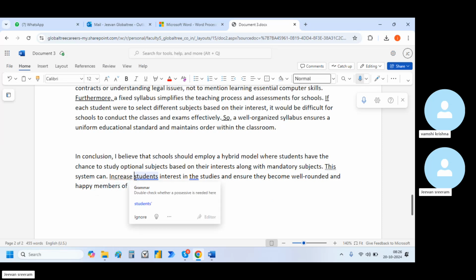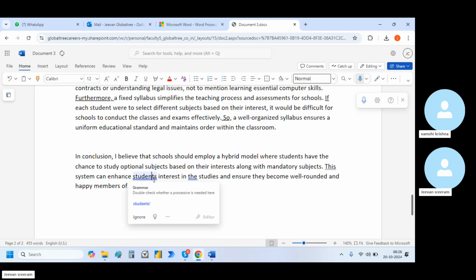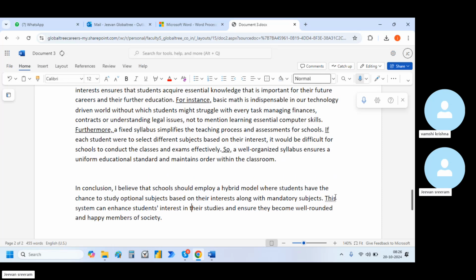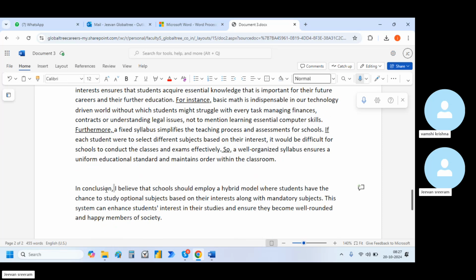This system can enhance students' interest in their studies and ensure they become well-rounded and happy members of society. Cool, that's it. This system can enhance students' interest in their studies and ensure them. Yeah, this is the conclusion, buddy. In conclusion, I believe that you should be able to write similar sorts of phrases. And please observe the sentence structures. There is a wide variety, and they are lengthy enough.